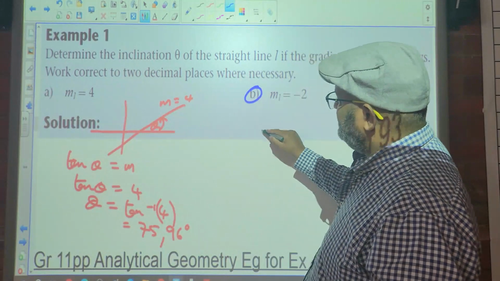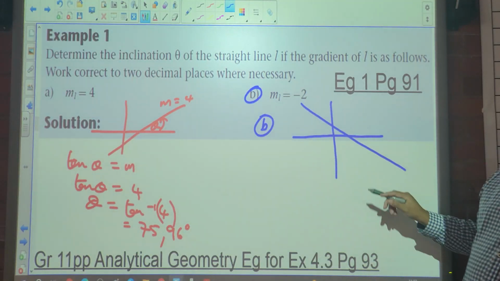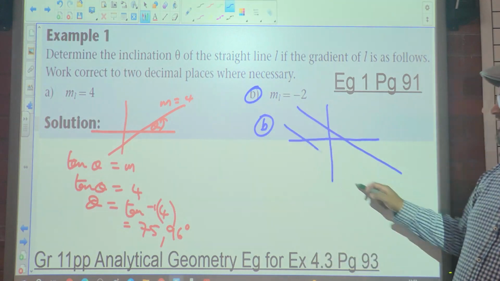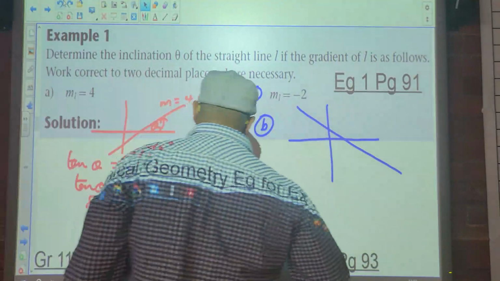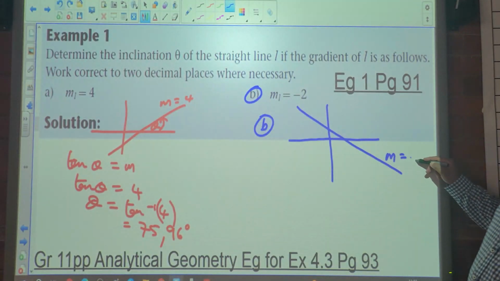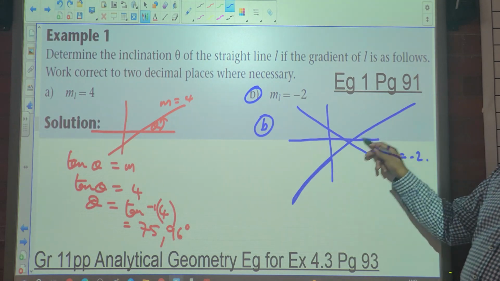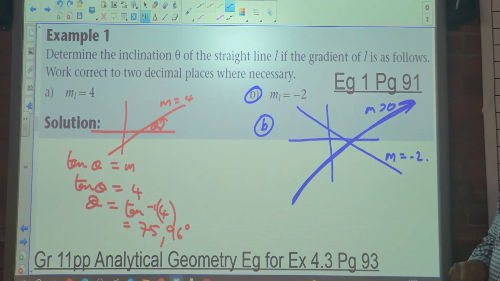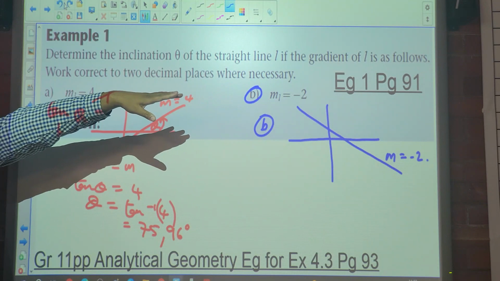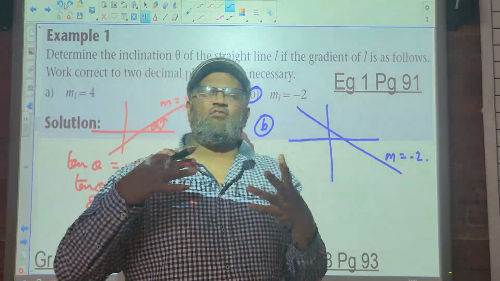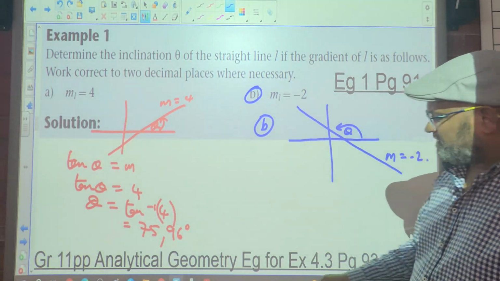Alright, let's look at B. People, this is a negative gradient. So the graph would be decreasing, not so? It could be decreasing there, or a bit lower than that, it doesn't matter, but it has about that effect. But when we do these graphs, we don't have to draw them. If the gradient is given, I'm just giving you an idea of what is actually being calculated, how it basically looks. So that's your theta angle, don't forget.